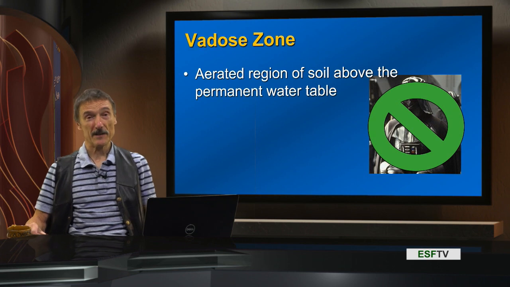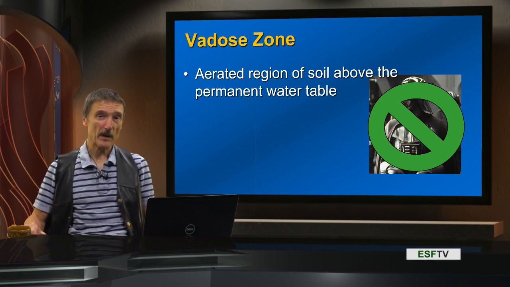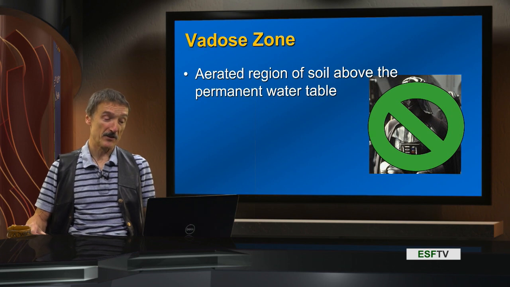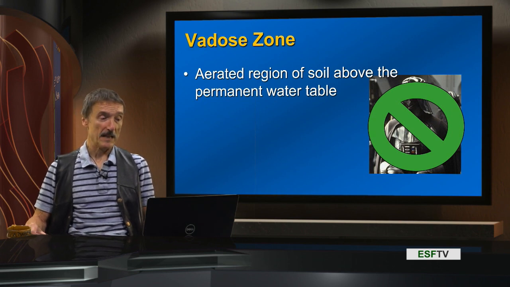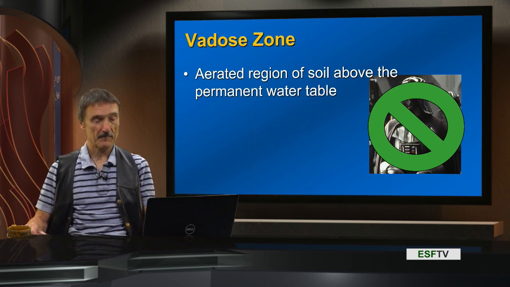The vadose zone, the definition. The vadose zone is the aerated region of soil above the permanent water table. Okay? So that's a new definition for us. I think I've mentioned it before, but now we'll add some words to it and add it to our vocabulary. The aerated region of soil above the permanent water table. So let's have a picture of that.